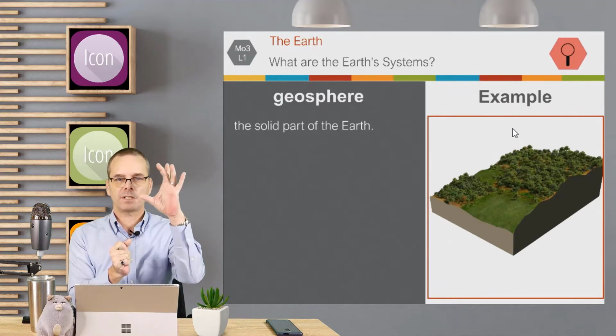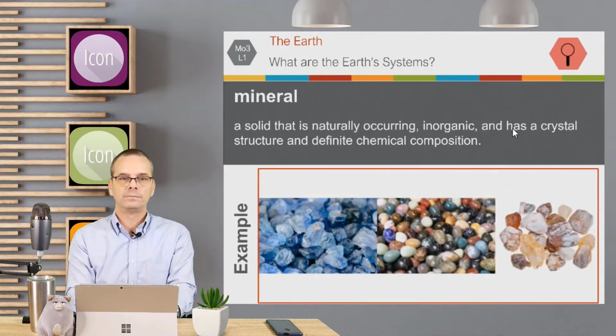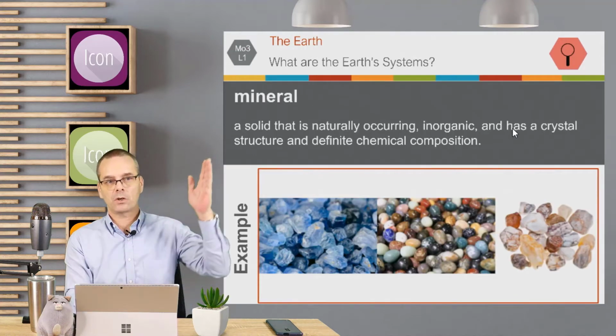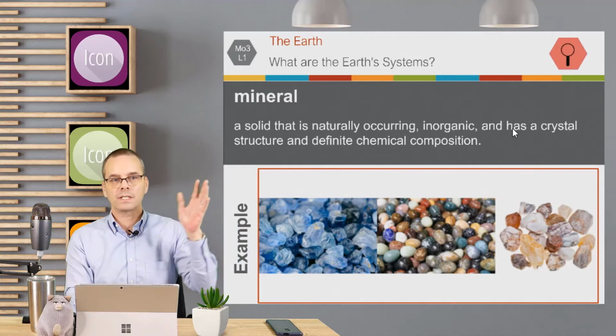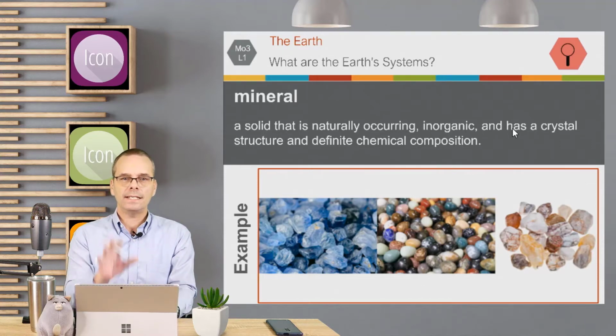Right? It's not the atmosphere, it's not the hydrosphere, it's the solid land. And in the geosphere, you have something called minerals. A mineral is a solid that is naturally occurring. It's inorganic, meaning it's not alive, and usually has a crystal structure and a definite chemical composition.